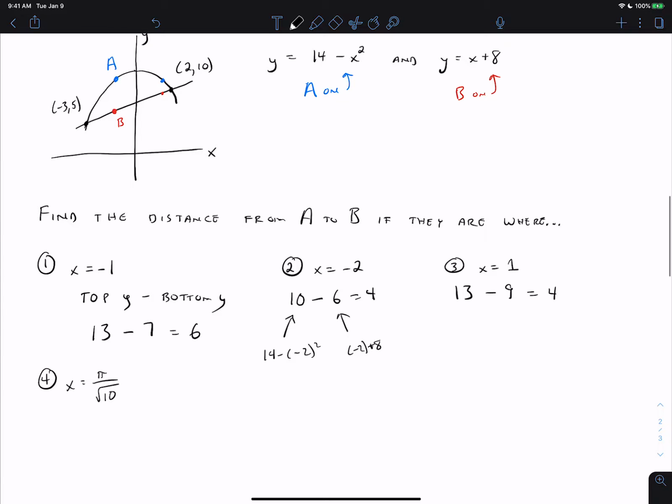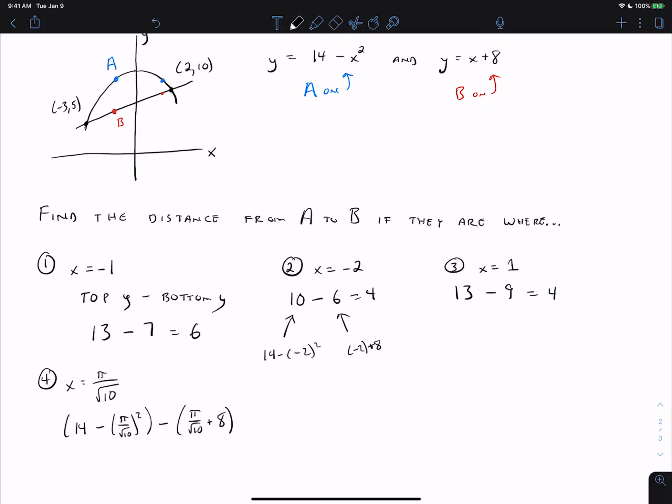Number 4 is x equals pi over radical 10. Well, we can't simplify this a whole lot, but we would get 14 minus pi over radical 10 squared for the y value at point A, and we would get pi over radical 10 plus 8 for the y value at point B. And then you could do some simplification here, but again, that is not the point, to simplify something that crazy. The point is, really, we're doing the same thing we did on the first 3 problems.